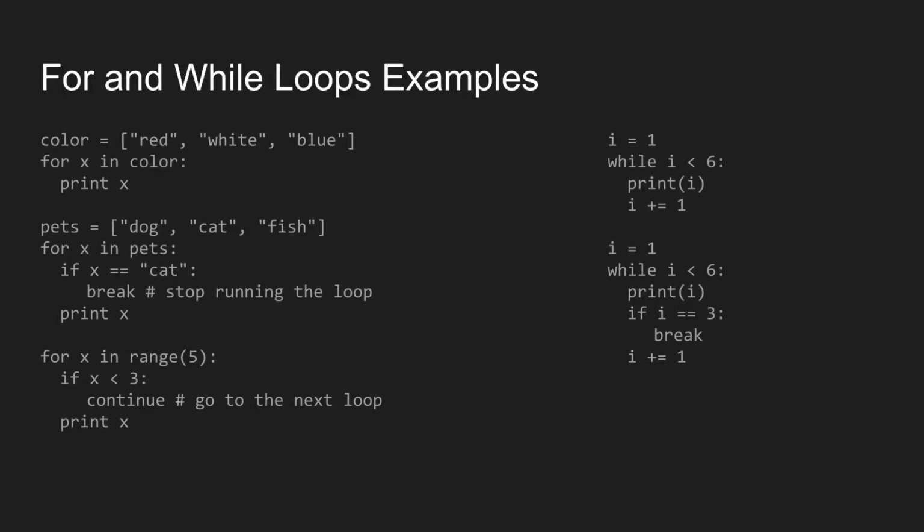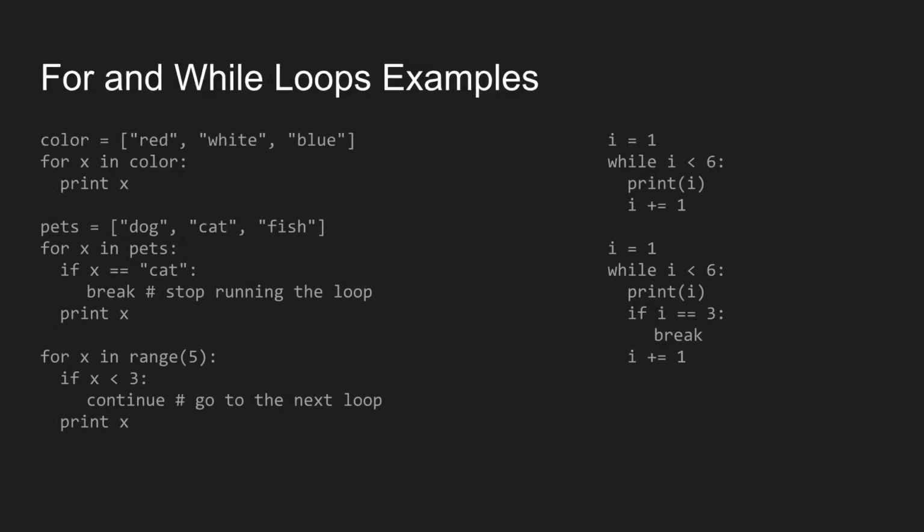But for instance, your list of colors: red, white, and blue. For x in colors, you're going to print the color, basically, and then you're going to untab. If you're in the REPL, you can hit enter, enter, and it's just going to run through your list. Same as for pets, right? Here I'm showing you how to break out of the loop.